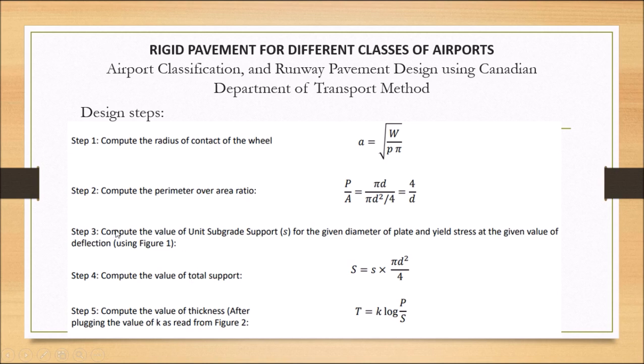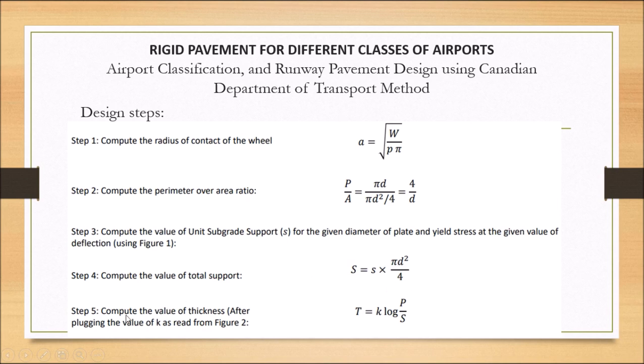Then step 3 is compute the value of the unit subgrade support s for the given diameter of the plate and stress at the given value of deflection. So once we have the P over A value, we can now get it from that first graph. From the first graph, once we have the value of small s, we can now get big S by multiplying small s by d squared over 4.